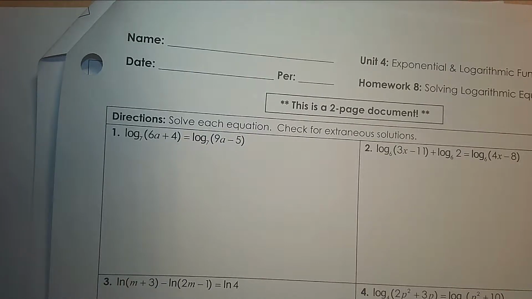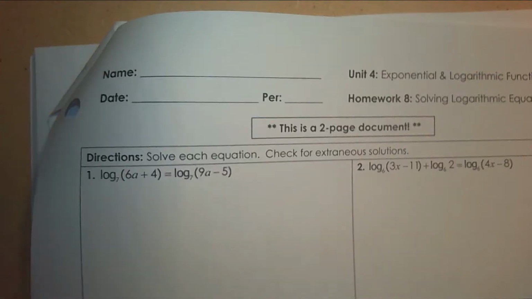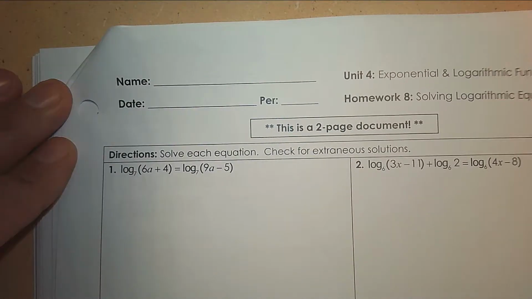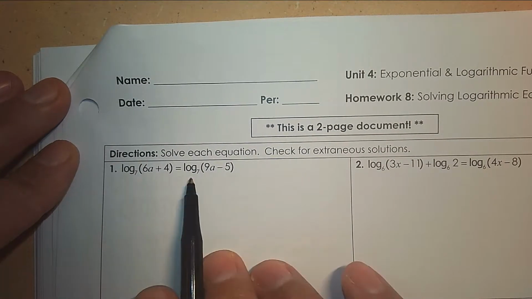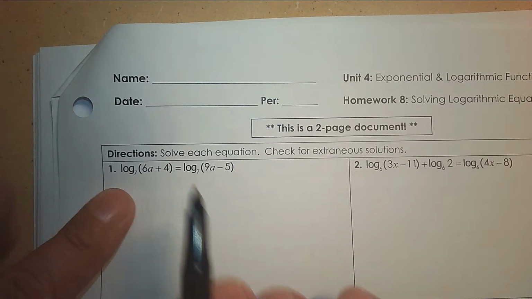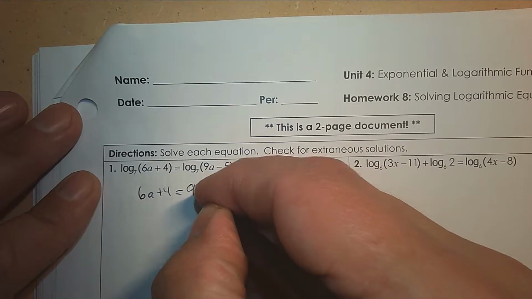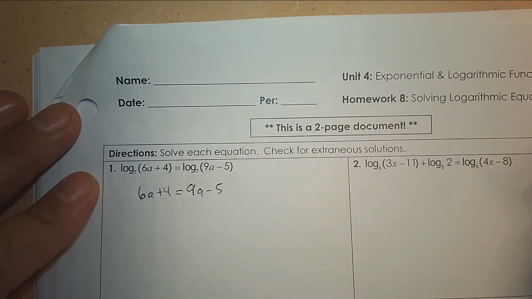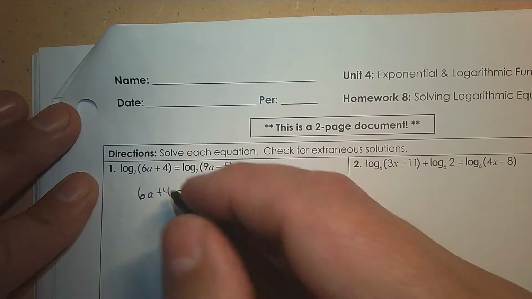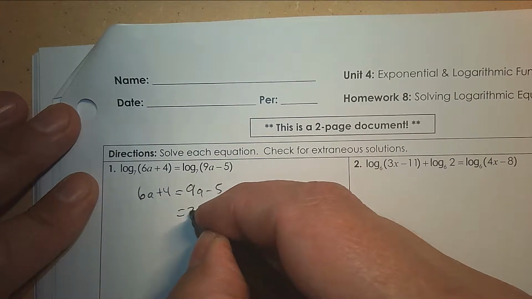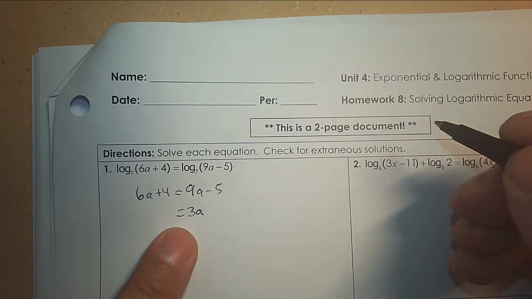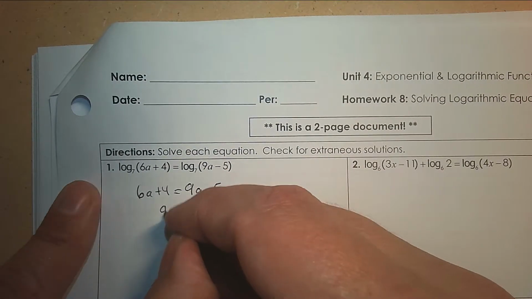Alright, here's your homework for solving logarithmic equations. When we have a log equaling another log and the bases are the same, you can take what's inside the logarithm and make them equal to each other. And then when we solve it, I'm going to subtract 6. So 9 take away 6 is 3. I'm going to add 5. So 4 plus 5 is 9.